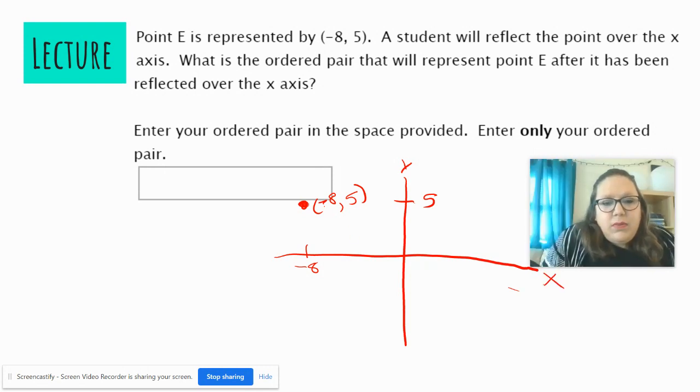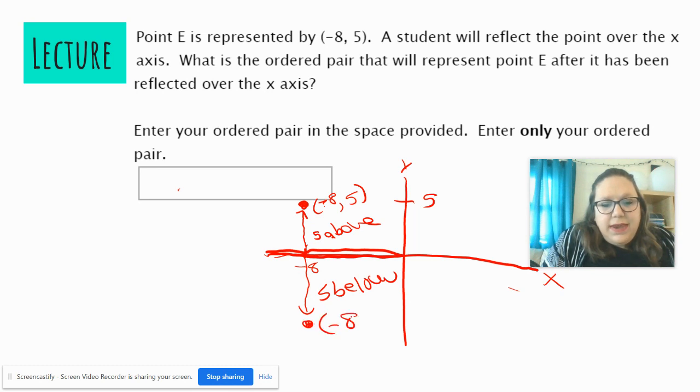Okay, so we want to reflect over the x-axis. So our axis of reflection is the x, which means it's this line here that I'm drawing over. If I can see, this is 5 above the x-axis. So a reflection would go 5 below the x-axis, which would put us at, we're still at -8, but then we're flipping over to -5 because we're sliding it down to go over the x-axis.